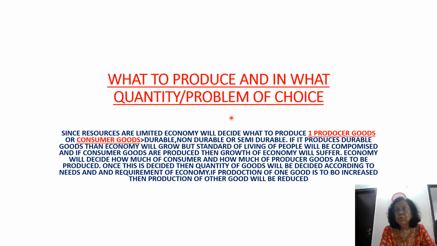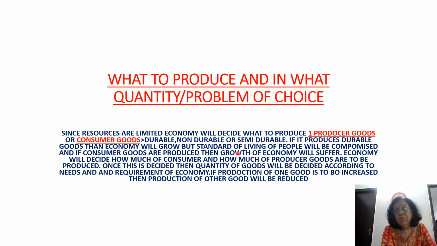like consumer goods, producer goods. Consumer goods may be durable goods like TV, like AC, washing machine, etc. And semi-durable, whose expiry is for 3 years, like electronics, like clothes, like biscuits, like chips. And then non-durable goods like milk, vegetables, and fruits.